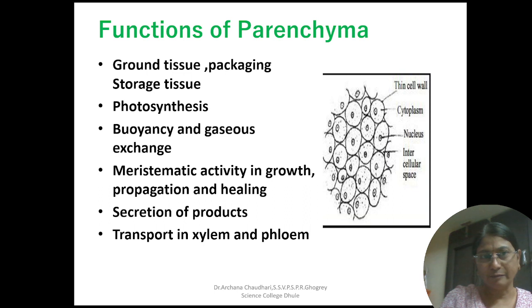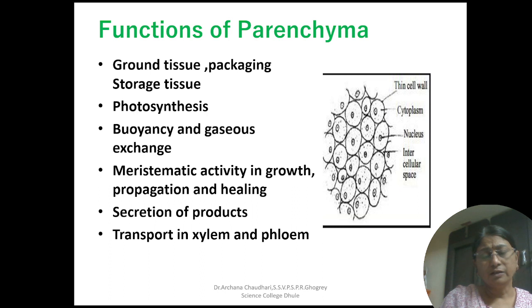Functions of parenchyma. As the ground tissue, it acts as a packaging or the storage tissue. It may perform the function of photosynthesis, being green, and can be termed as chlorenchyma, for example, in the mesophyll of leaves. The parenchyma can be modified in the aquatic plant and can be called aerenchyma, which is for buoyancy and gaseous exchange. It helps to float the plant.